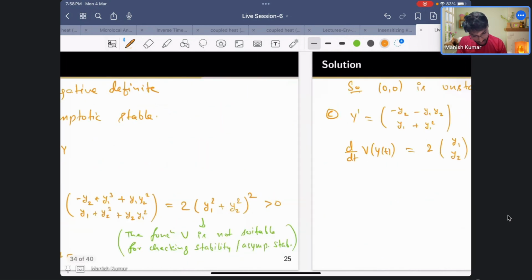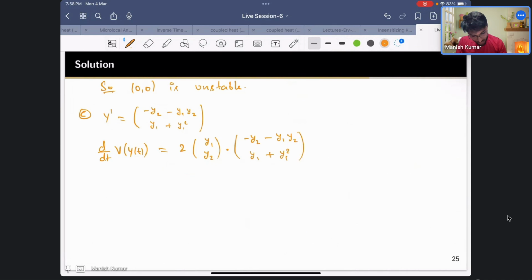Okay, y1 square. So you have y1 square. Now if you do the dot product, you see y1 minus y2, so minus y1 y2, and here you get y1 y2, so it is cancelling out. And here you see minus y1 square y2, and here you get plus y1 square y2. So the derivative, I mean the dot product, is 0, right?